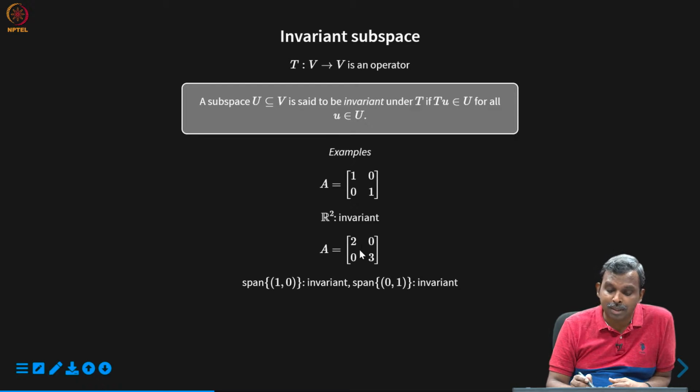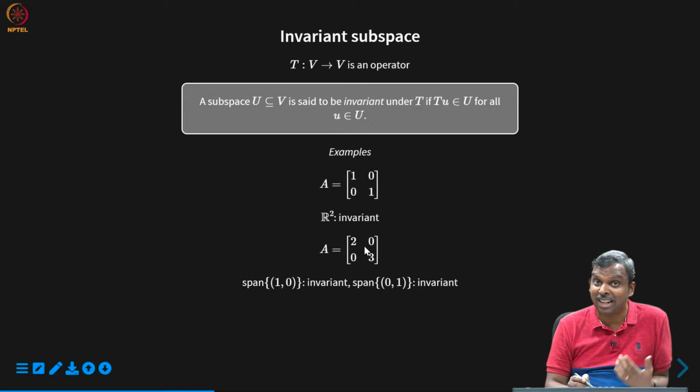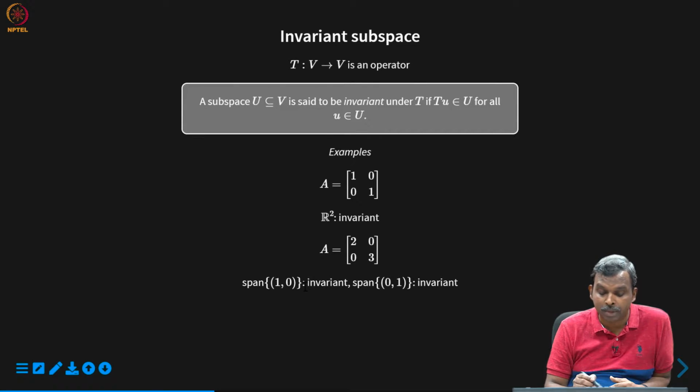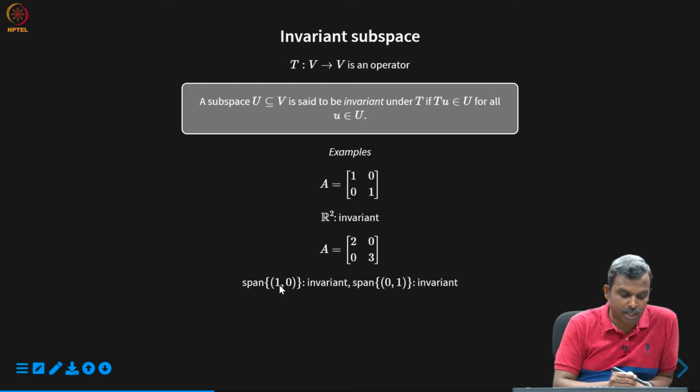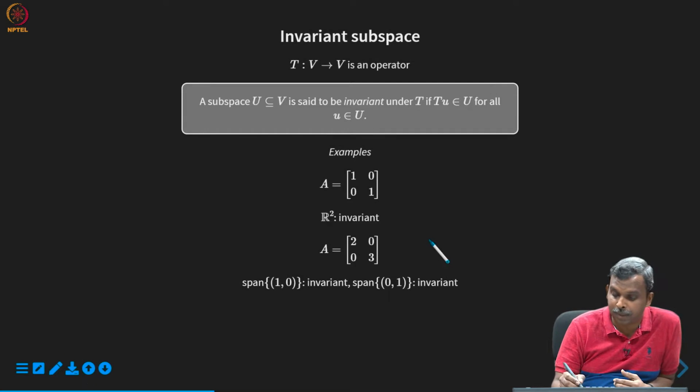The next example is again diagonal. Notice we like diagonal matrices. Diagonal matrices describe very simple operators. Once again, we see that there are a lot of invariant subspaces. In fact, if you look at the span of (1, 0), the x-axis, that's invariant. The span of (0, 1), the y-axis, that's also invariant. So how do I confirm that this is invariant? You can check this. It's not very hard.